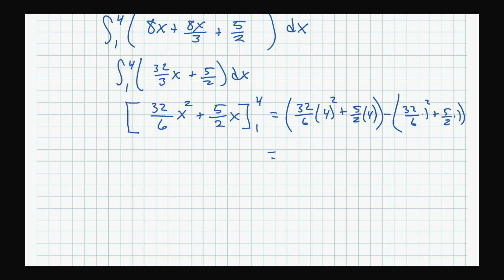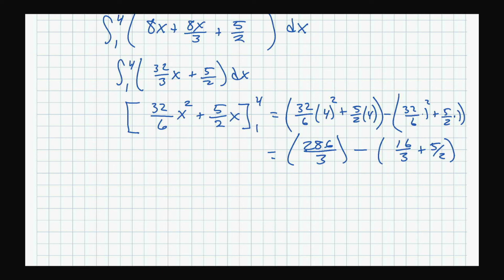All right, what do we get? So, okay, I'm just using the calculator. 32 over 6 times 4 squared, which is times 16, plus 5 over 2 times 4, is 95 and a third, which is 286 over 3, minus, what do we have here? 32 over 6, which I'll write 16/3, plus 5 halves.